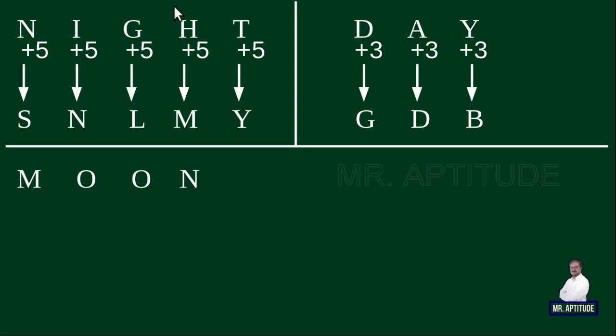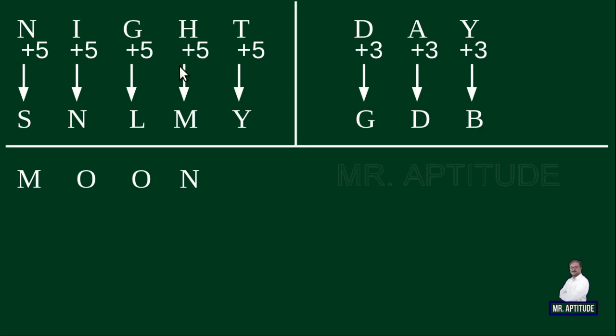12th letter is L. H is the 8th letter. 8 plus 5, 13. 13th letter is M. T is the 20th letter. 20 plus 5 is 25. 25th letter is Y. D plus 3 is G. A plus 3 is D. Y plus 3 is B.